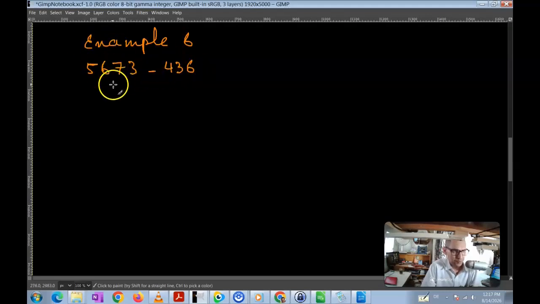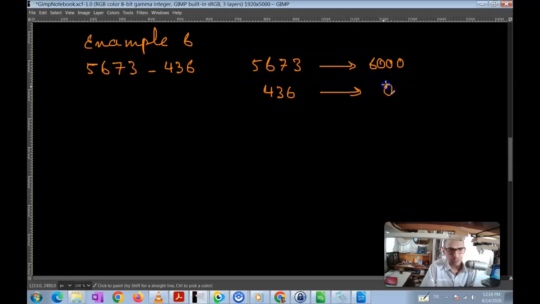Now if I round these numbers, for example, 5,673, I round it to the nearest thousands, which would be 6,000, right? And 436, if I round it to the nearest thousands, that would be 0, right? And then the calculation becomes 6,000 minus 0, which is equal to 6,000, right? So I started with 5,673, and I even subtracted something from it, and then I ended up with a number which is larger than the number that I started with, which means that this is in no way any sort of reasonable calculation.